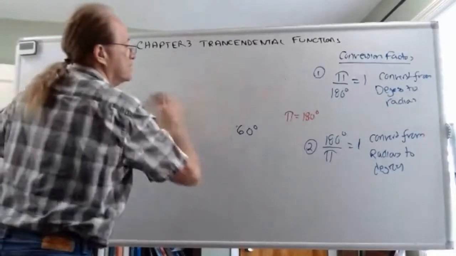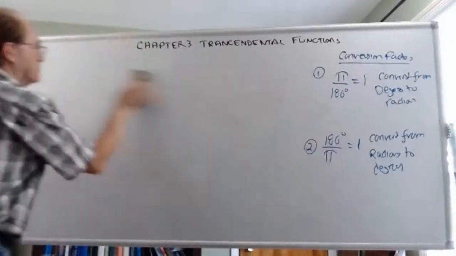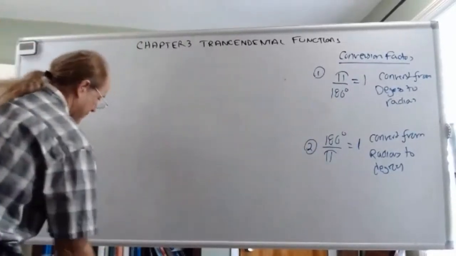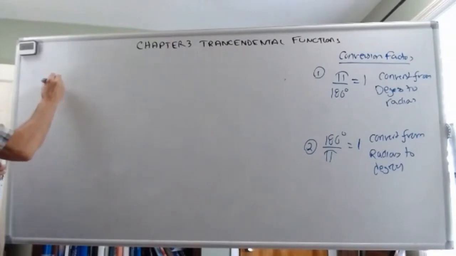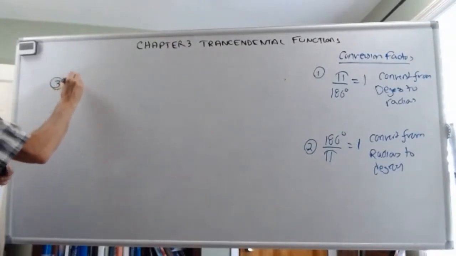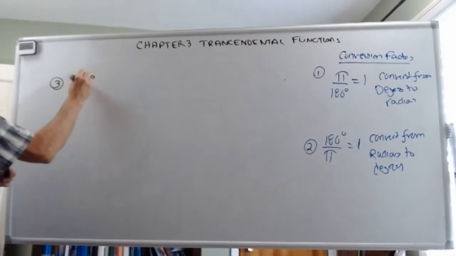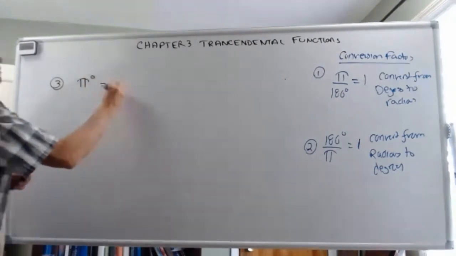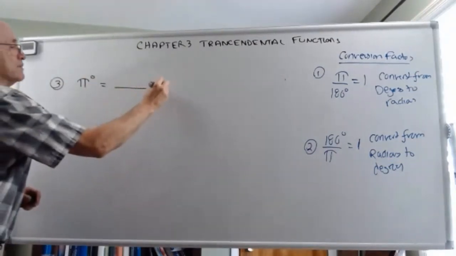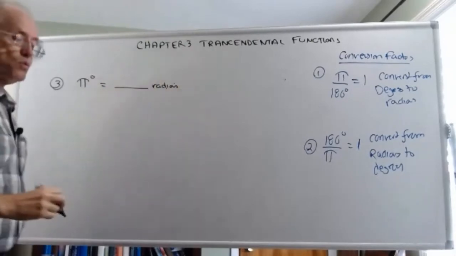Try this and tell me the answer you get, and I'll see if you understand what I'm talking about here and now. So here's another problem to try. Say I have pi degrees. Can you tell me what my answer is in radians? What's the equivalent measure of that in radians?